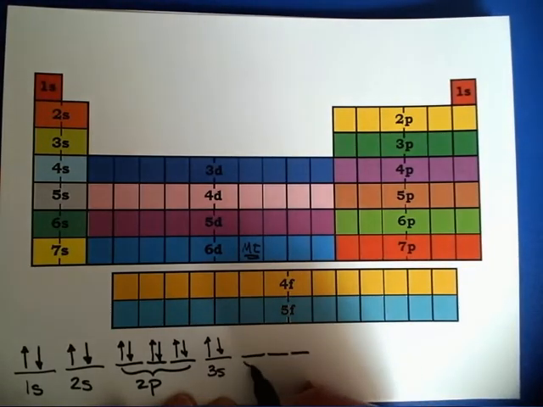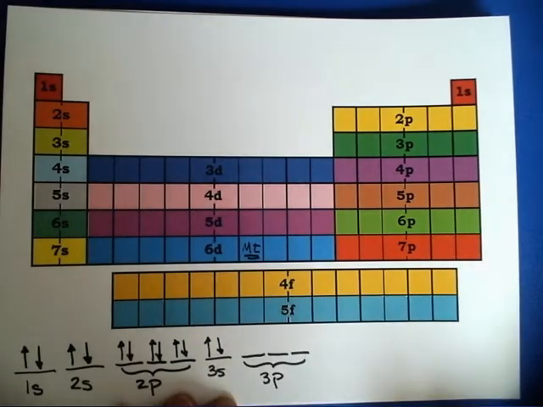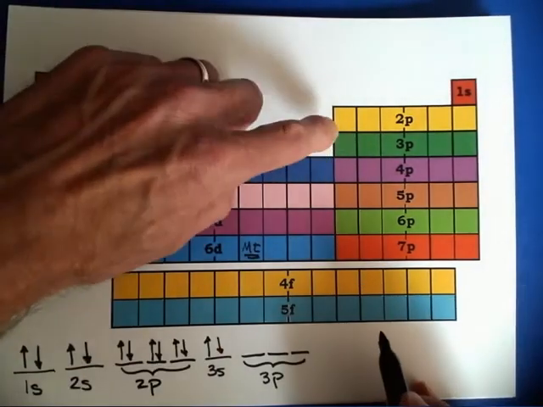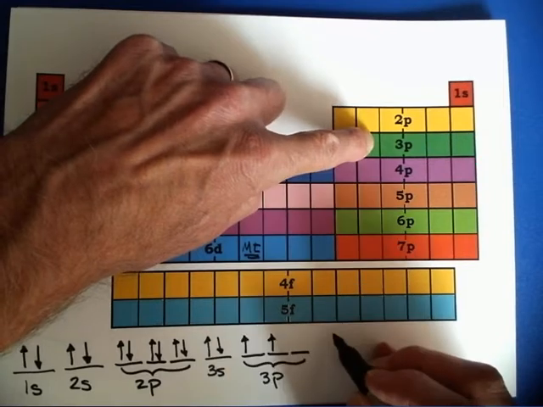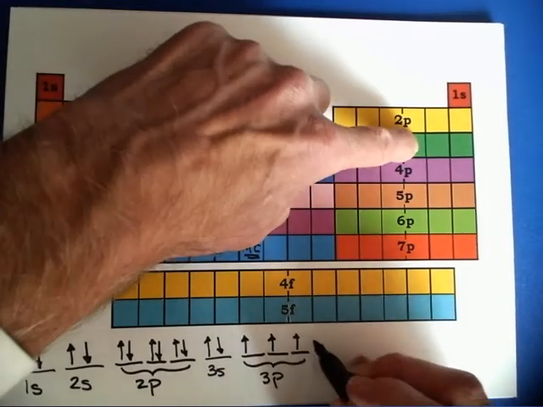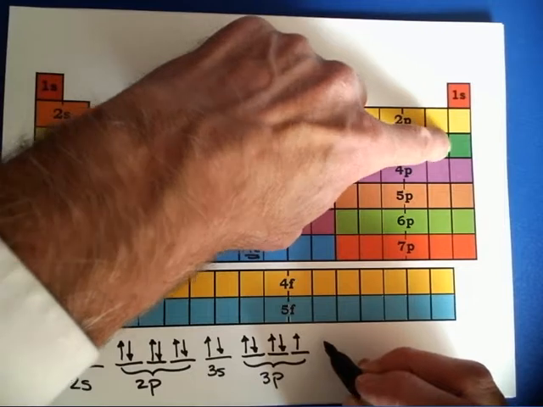There's always 3 orbitals in the 3p. And I can fill here aluminum, silicon, phosphorus, sulfur, chlorine, and argon.